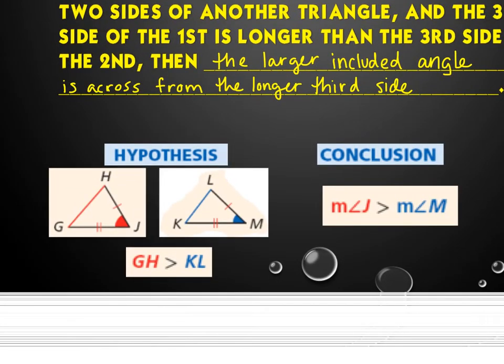So again, here we have two pairs of congruent sides. And then we're dealing with the included angle on both of these triangles. So we know that since JK, this third side, is greater than KL, this third side, the opposite angle on the triangle with the longer side is going to be greater than the opposite angle on the triangle with the smaller third side.